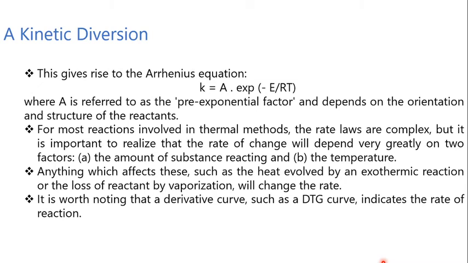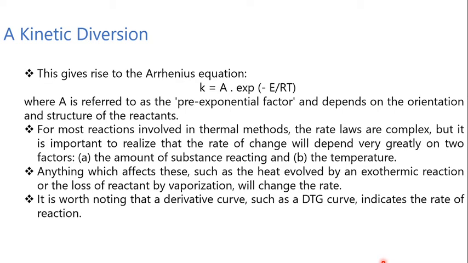This gives rise to the Arrhenius equation. K equals A into exponential of minus EA upon RT, where A is referred to as the pre-exponential factor and depends on the orientation and structure of the reactor. For most reactions involved in the thermal methods, the rate laws are complex, but it is important to realize that the rate of change will depend very greatly on two factors. The first one is the amount of substance reacting and the second one is the temperature.